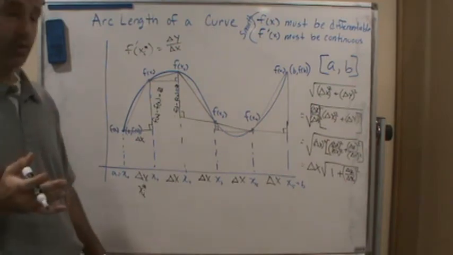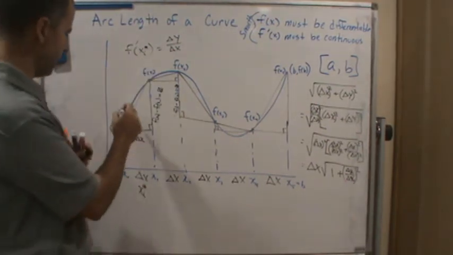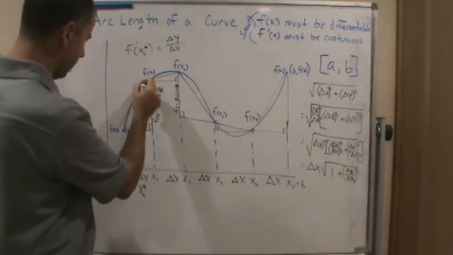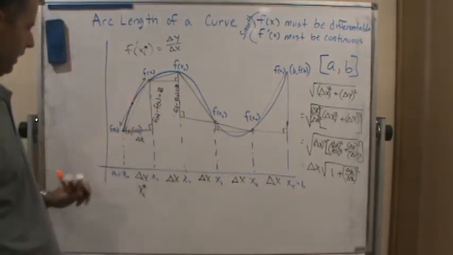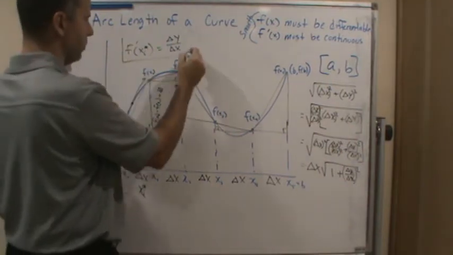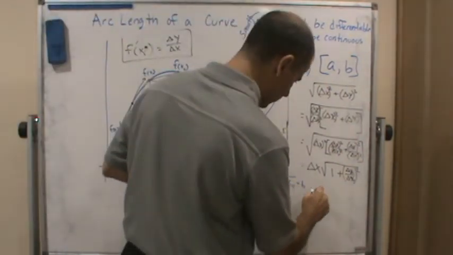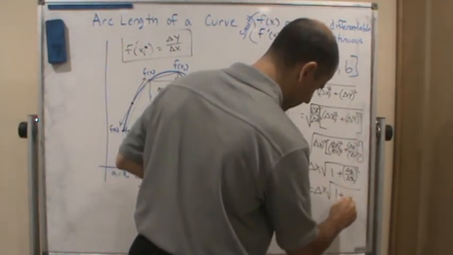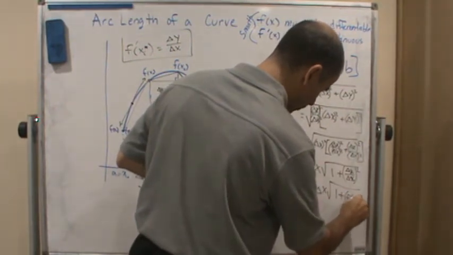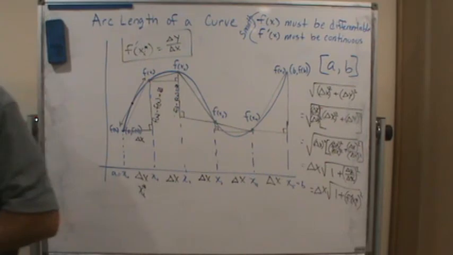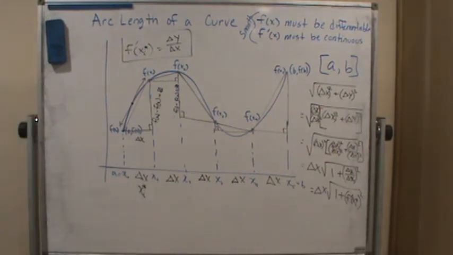So I'm going to use that and replace this, since I know there's got to be a point where the tangent line is parallel to the secant line. That's what the mean value theorem is saying. I'm going to substitute this into my formula. So this now becomes delta x times the square root of 1 plus f prime of x sub i star squared. So we got that now.